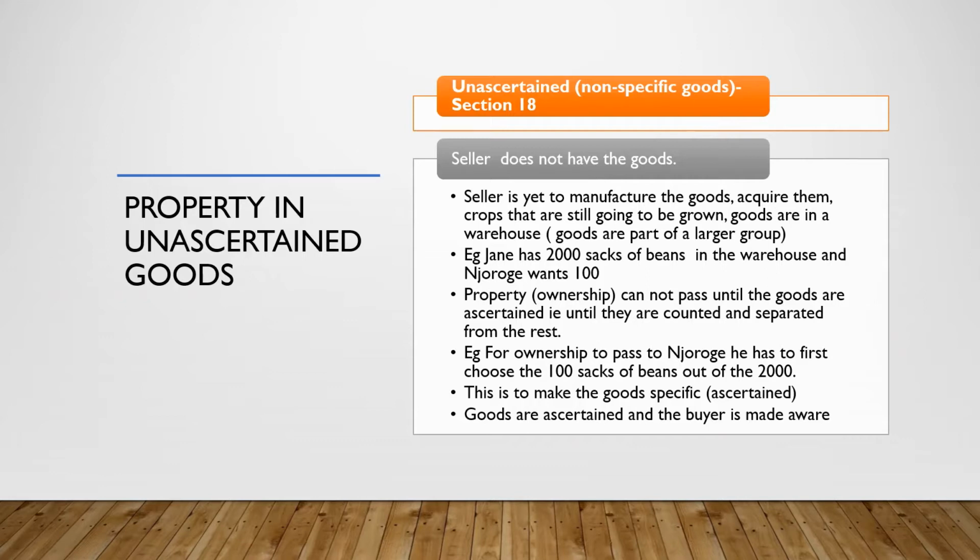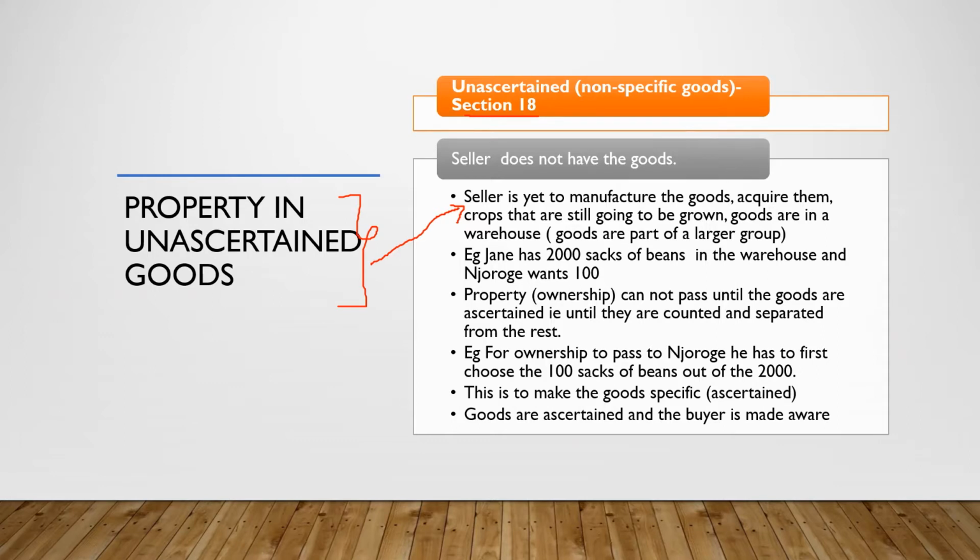To begin with, as you can see from your screens, I want us to discuss unascertained goods. Unascertained goods are provided under section 18 of the Sale of Goods Act. What we mean here is that the seller does not have the goods. For example, maybe the seller is yet to manufacture the goods that are to be sold, or in terms of crops, if it is maize, it still has to be grown so that it is sold to the buyer.